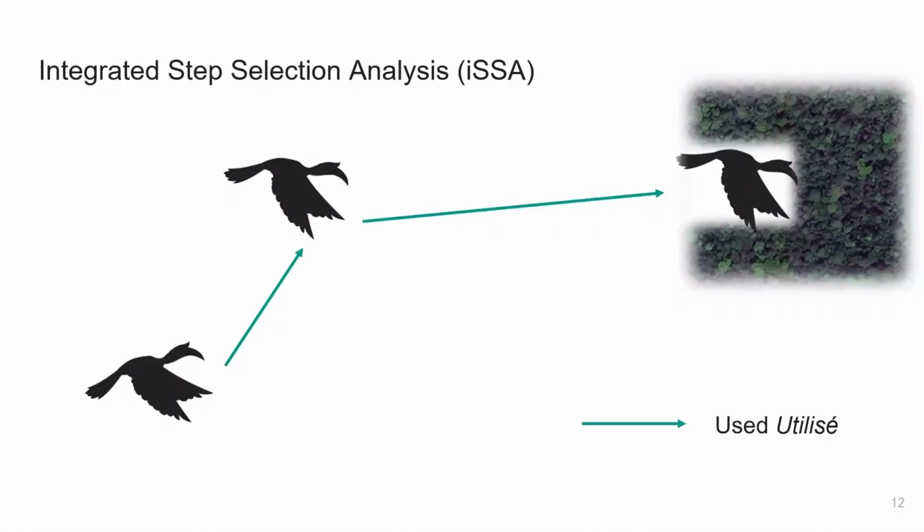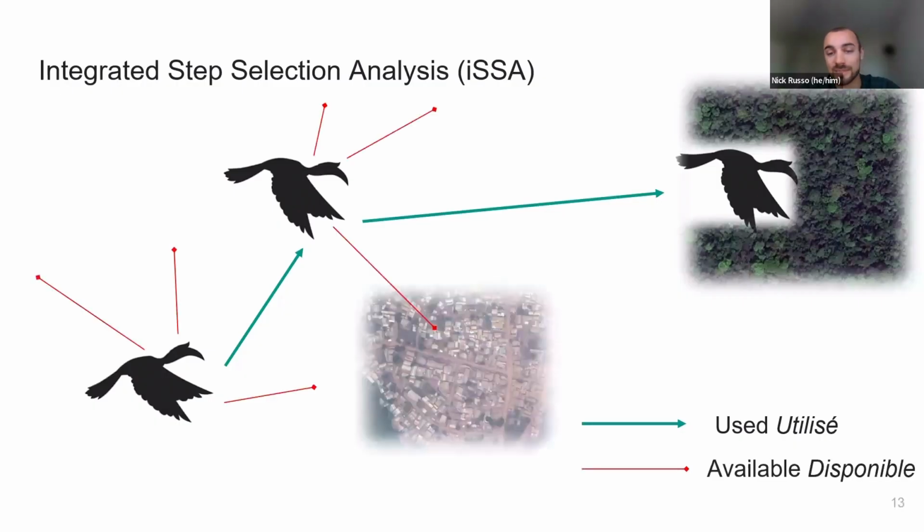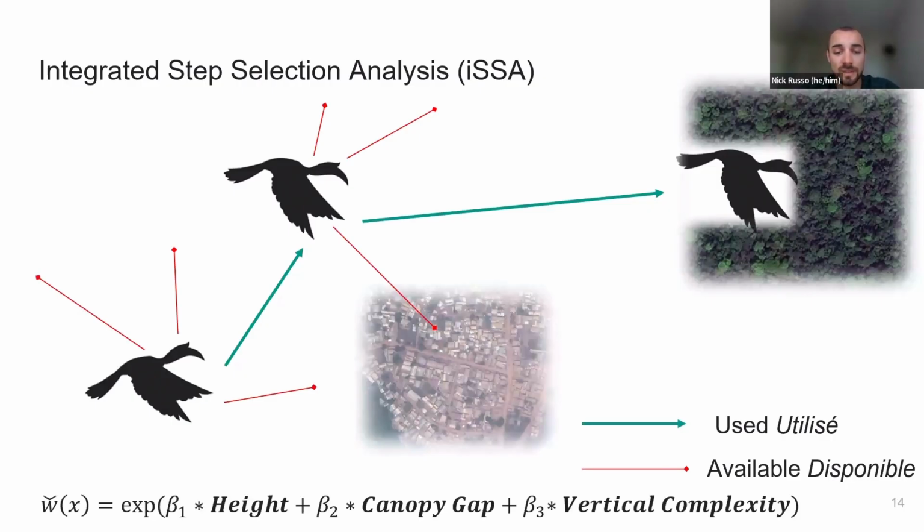Now, we assessed habitat selection by hornbills using an integrated step selection analysis. This analysis works by comparing the observed movement steps of hornbills, and by movement step, I mean just the straight line distance between GPS locations. So we compare the observed movement steps to randomly generated movement steps, which represent available habitat.